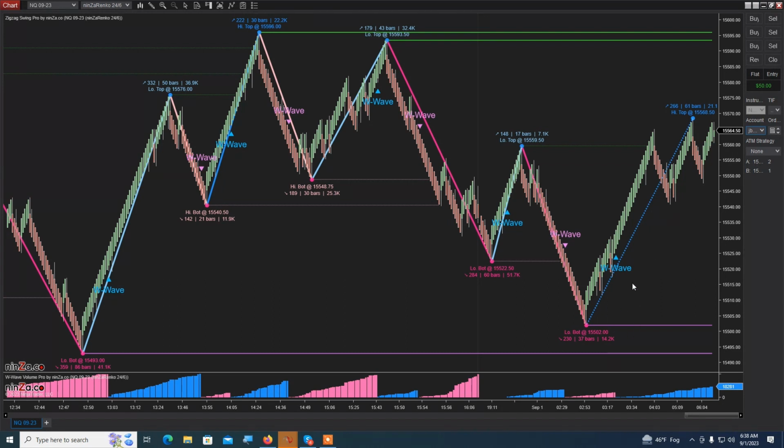So now we see the dotted blue line here, the Zigzag Swing Pro. We're saying we are probably moving higher on the larger time frame. The volume is still bullish, so nothing changed, just things are slow because it's Globex.